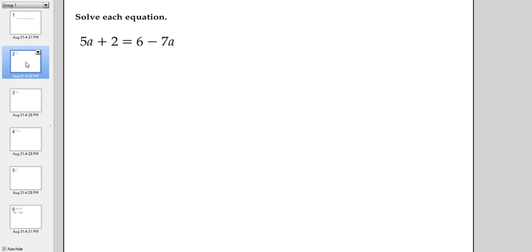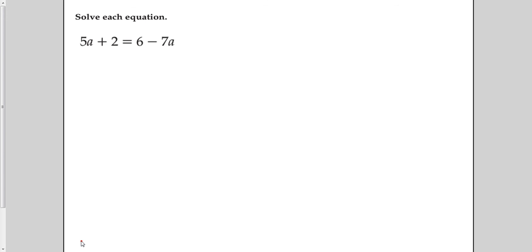In this case, we're looking at 5a plus 2, and 5a plus 2 does not have any parentheses, but it does have variables on both sides. So what we're going to do is the additive inverse of either one, and I'm going to choose to move the negative to the other side for positive. Again, it doesn't matter. And so we'll end up with 12a plus 2 is equal to 6.